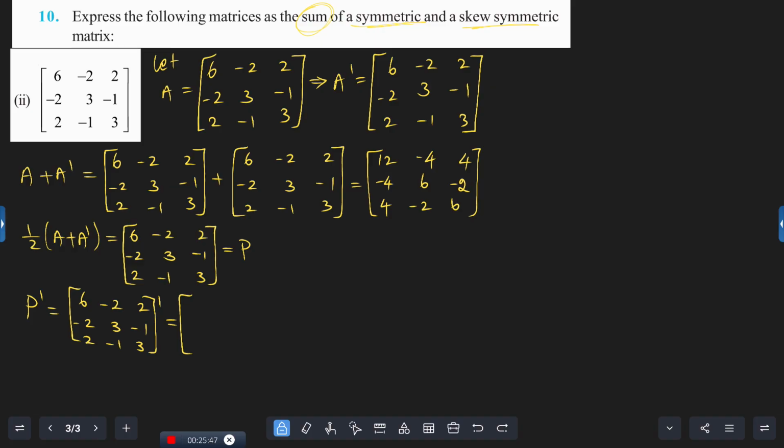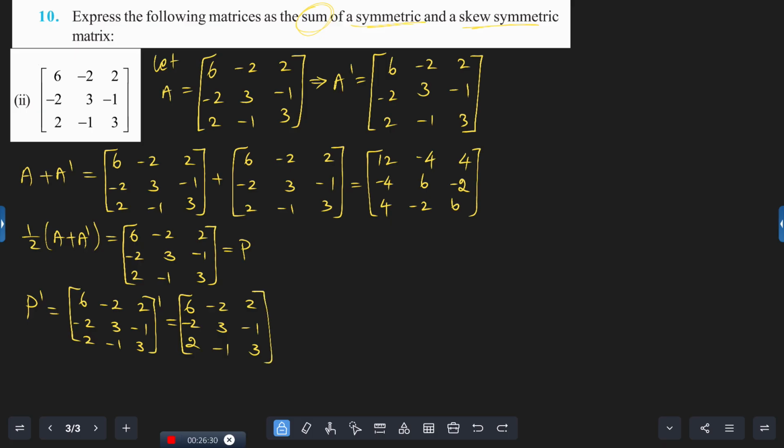Okay. Rajesh, you stand up, tell me this. Take a transpose, tell me, man. Take a transpose and tell me. Row wise or column wise? Row wise. Tell me. Tell me. Rajesh, I'm talking to you. Can you tell me? Column wise. Tell me anything. 6, minus 2, 2. Okay. Minus 2, 3, minus 1, 2, minus 1, 3. That's it.